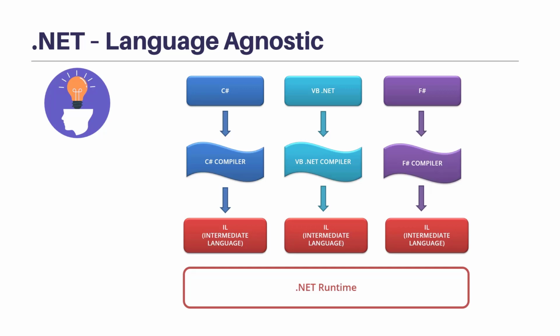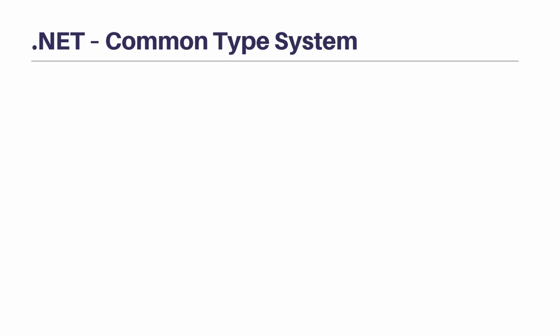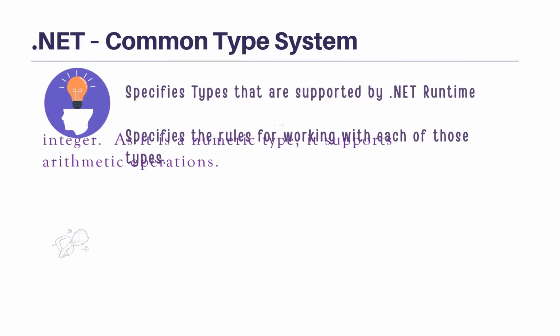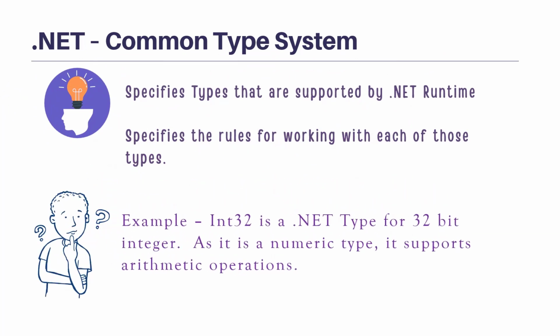In order to support flawless, transparent cross-language integration, .NET provides some rules and specifications that every language must follow in order to be supported by .NET. Common Type System is part of those specifications. Common Type System, also known as CTS, describes all the data types that are supported by .NET Runtime. CTS also includes rules that all languages must follow when it comes to working with those data types. For example, CTS enforces that Int32 can only be 32 bits in size. It is a numeric type, so it should support arithmetic operations. Like this rule, there are many such rules specified in CTS.